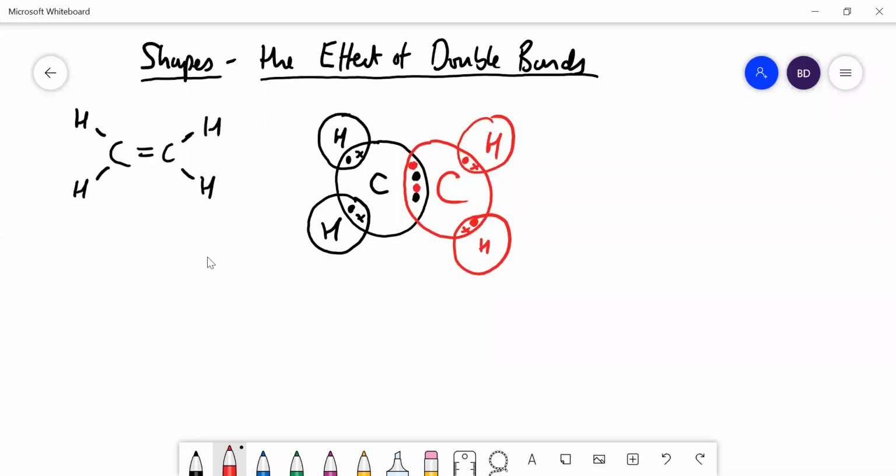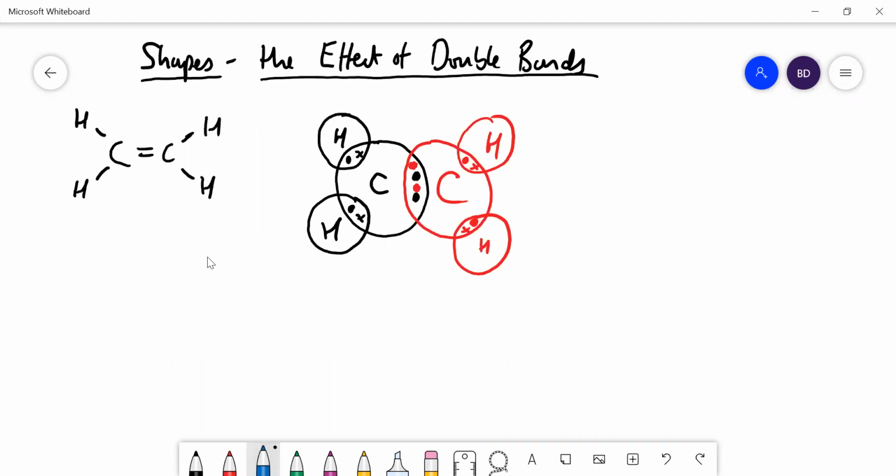Okay, we talked about shapes of molecules with all the different numbers of pairs of electrons, all the possible shapes. Now, what happens when you've got a double bond? The short answer to that is you treat a double bond as though it's just one pair of electrons. You just treat it like a single bond, and the reason for that we'll explain.